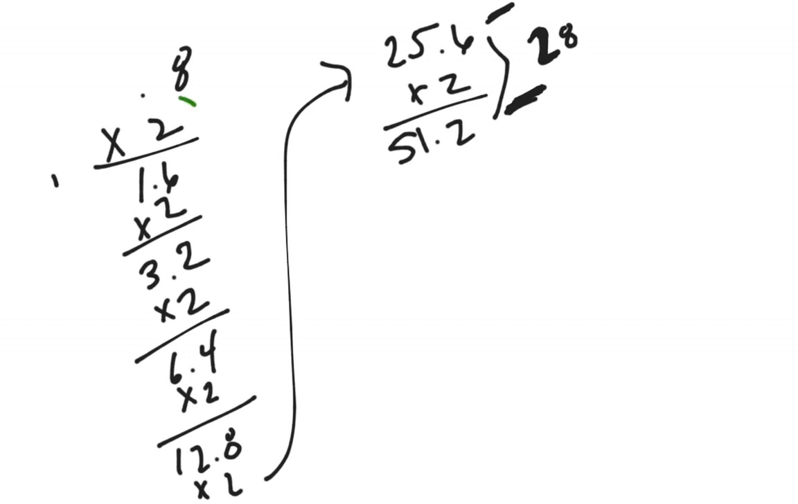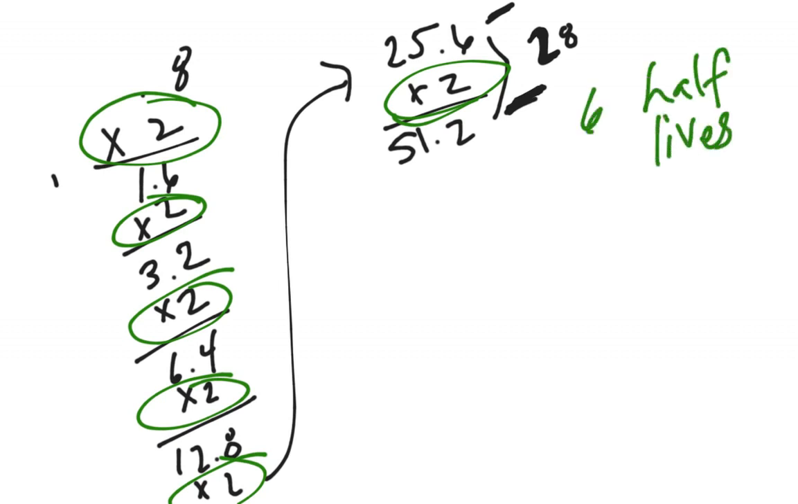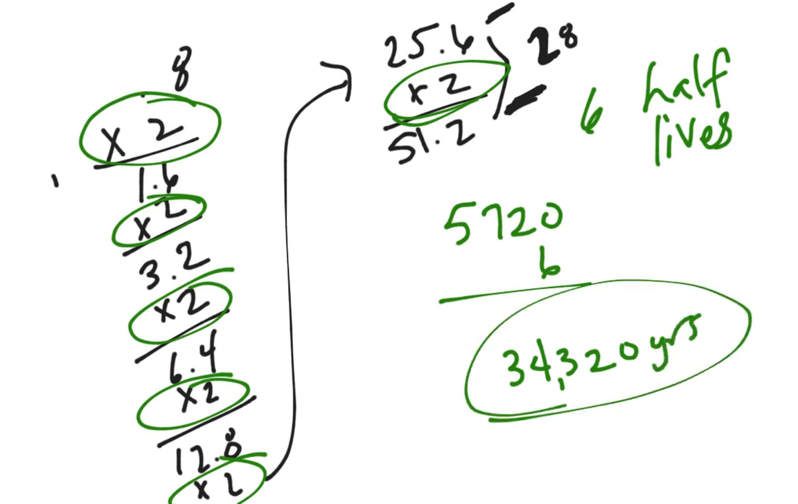So we go through, we say I times it 1, 2, 3, 4, 5, 6 times. So 6 half-lives had to have gone by to go from 28 grams of carbon all the way down to 0.8 grams of carbon. Well, if each half-life is 5,720 years, 6 of them have gone by. Then 34,320 years had to have gone by. And this is how we do carbon dating today.